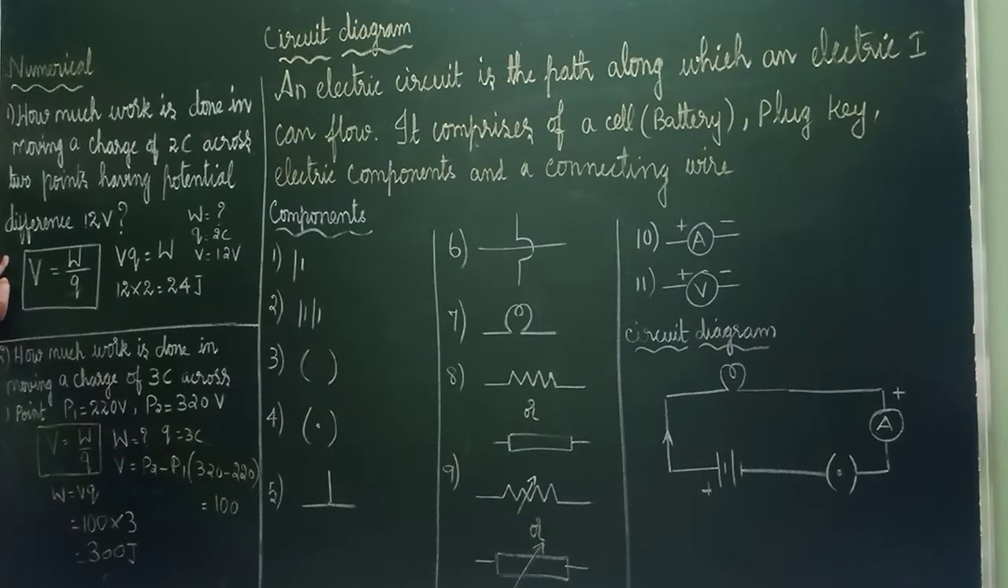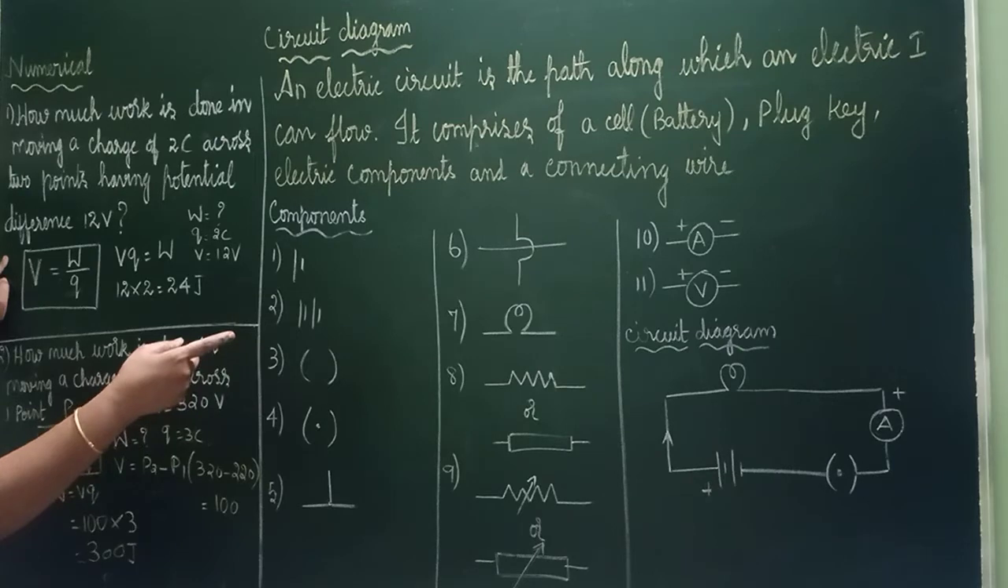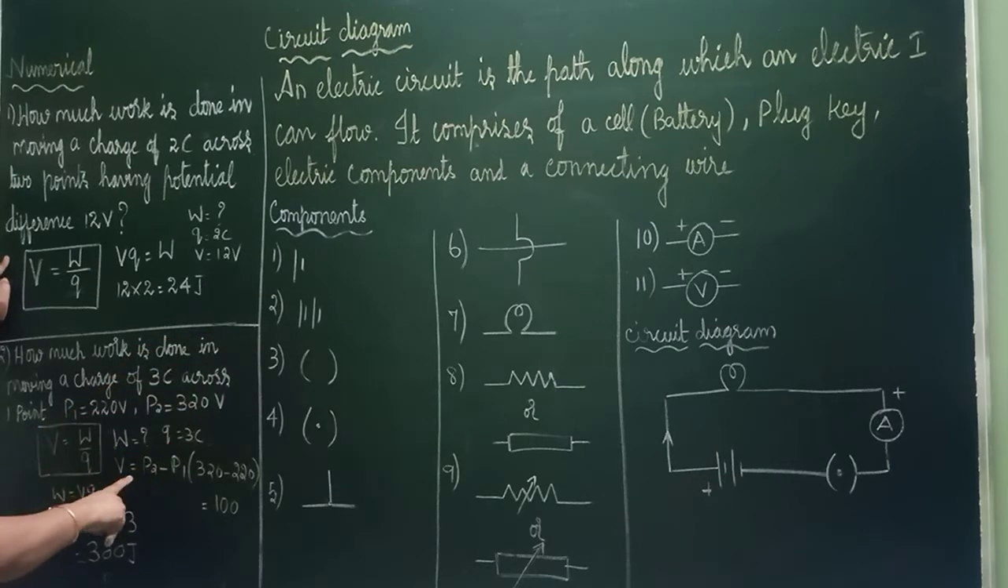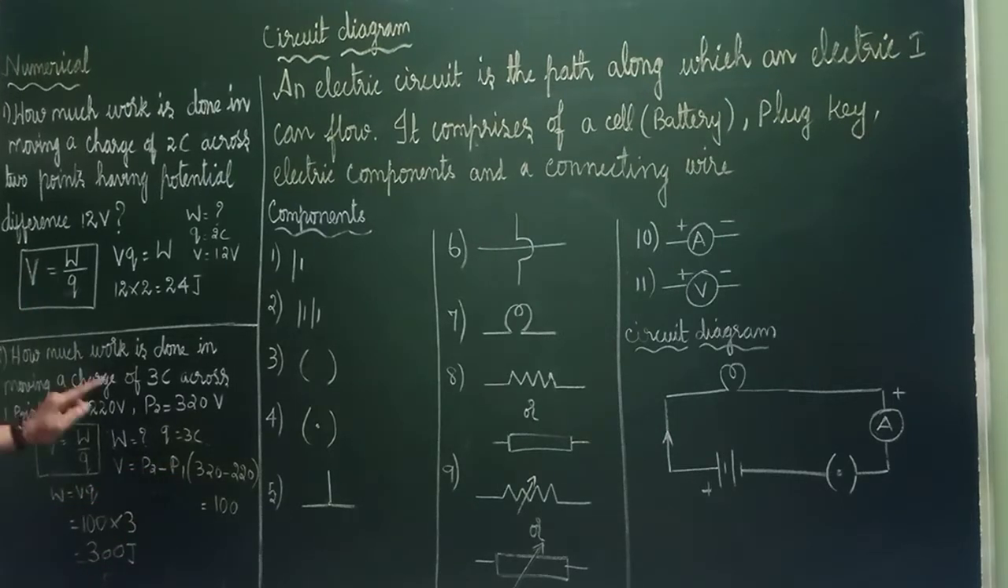But before that, where is the potential difference? Potential difference is not given. We have studied in the second part that potential difference is equal to V2 minus V1. So V is equal to P2 minus P1 because here it is points. 320 minus 220, you will get 100. Then you put this in the formula. V is equal to W by Q, W is equal to VQ. Then 100 into 3 is equal to 300 joule.